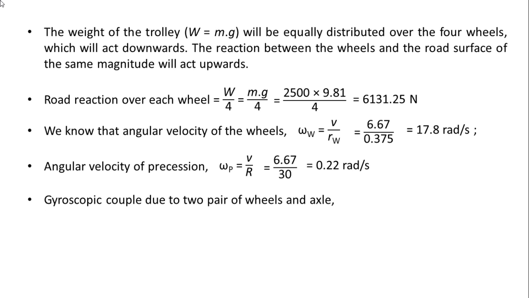Gyroscopic couple due to the two pairs of wheel and axle. Because moment of inertia is given for two wheels put together. Normally the formula is 4 times I omega omega p.